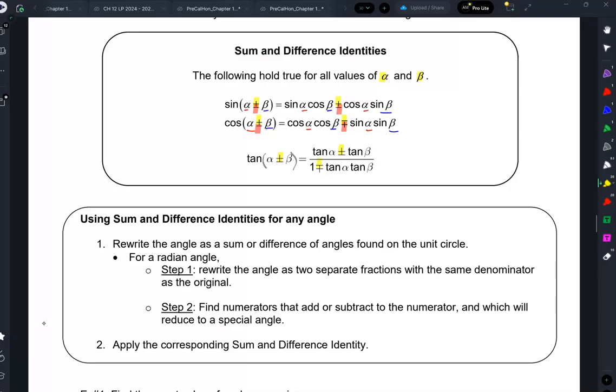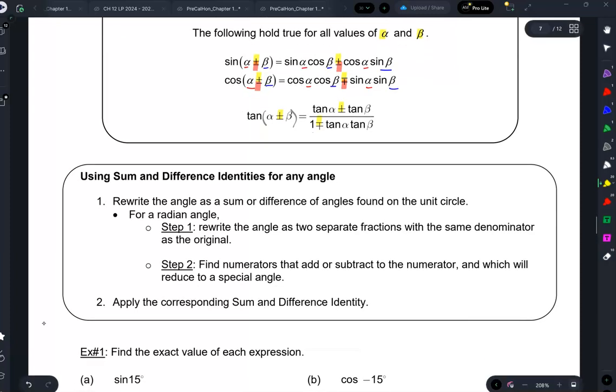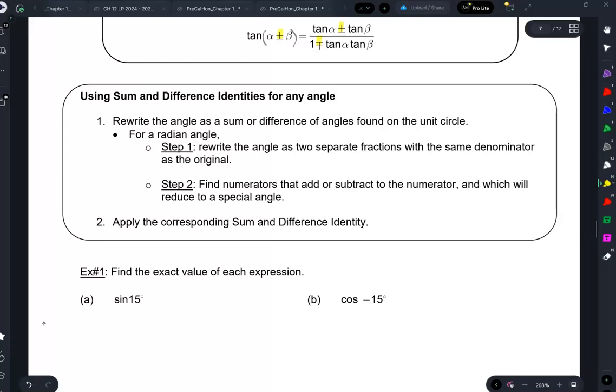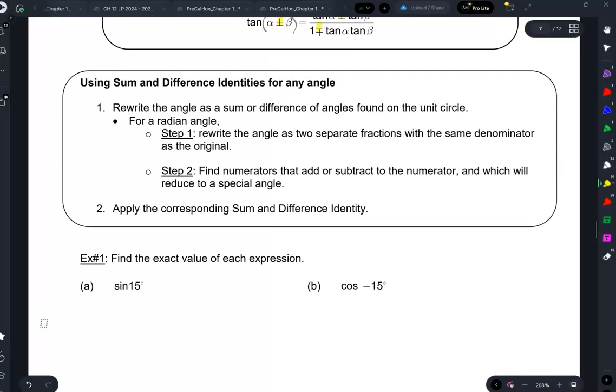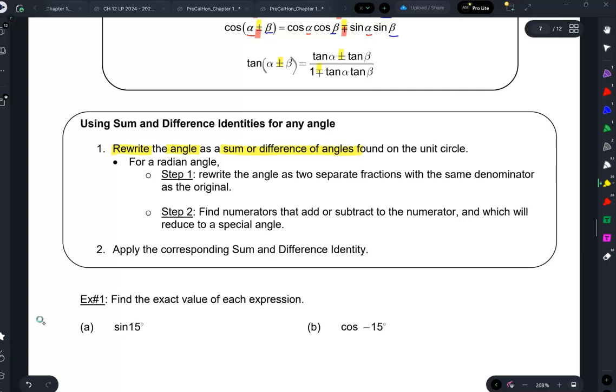Yes? Correct. Like the alphabet. It's aleph and beit, like in Hebrew. Yep, exactly. Okay, so to use sum and difference identities, you have to rewrite the angle as a sum or difference of angles found on the unit circle. So it just means if you have a minus first, then you follow in the formula all of the lower symbols.